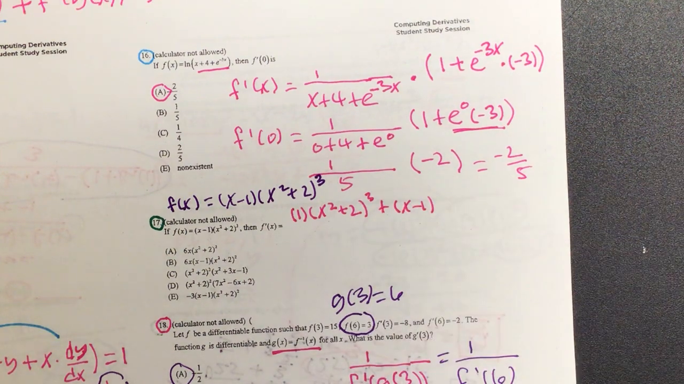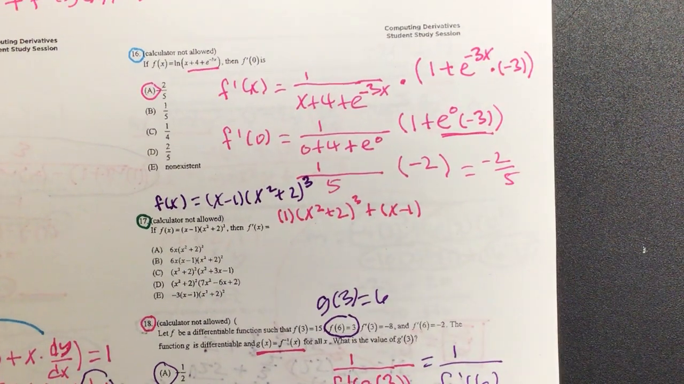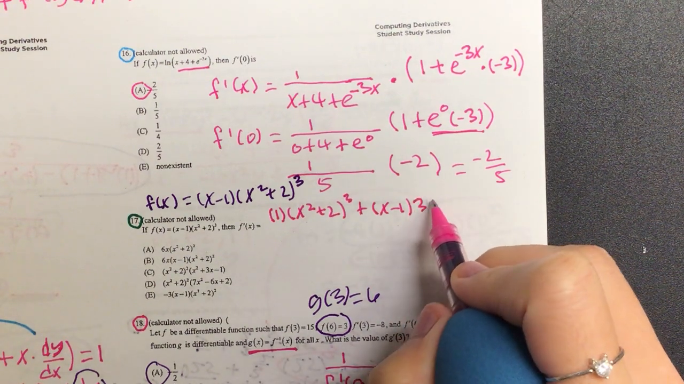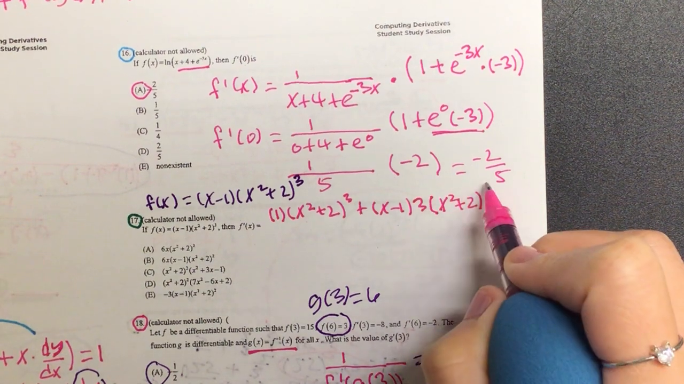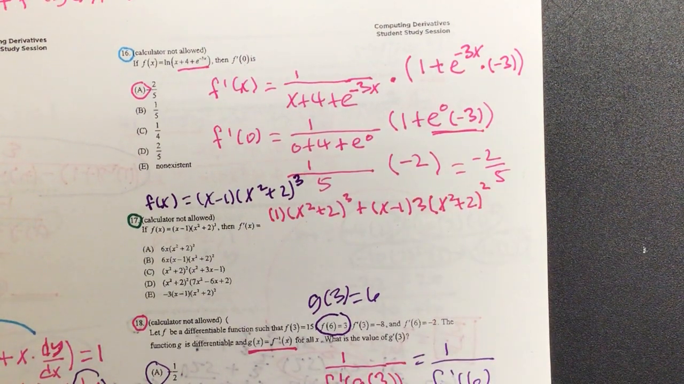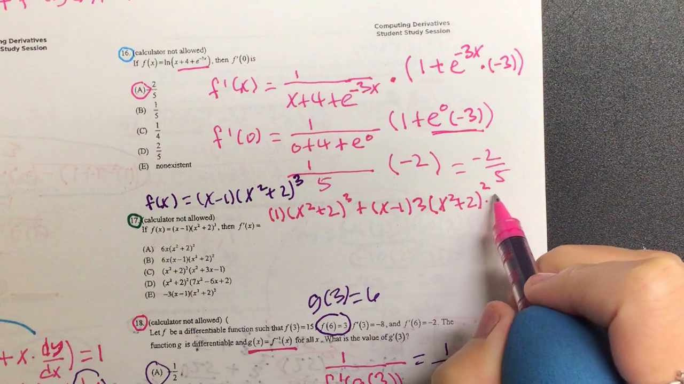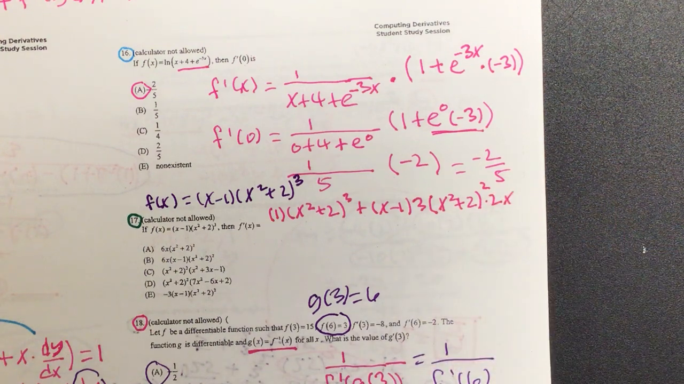Now, when I derive the second set, it is chain rule. So what number comes down? 3 comes down, and then I keep the inside. 1 less of that power is 2. And then I derive the inside. The inside derivative is 2x. Good on that so far?